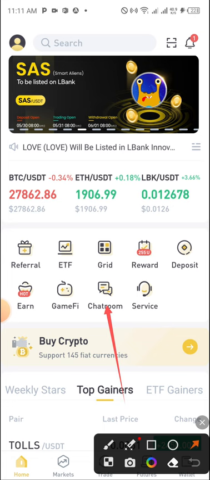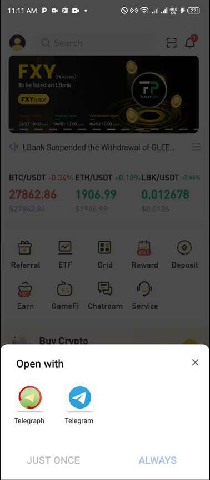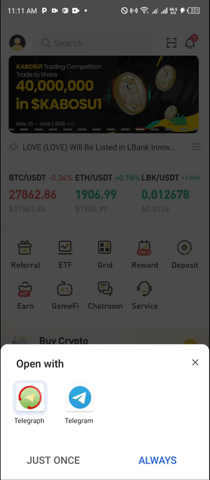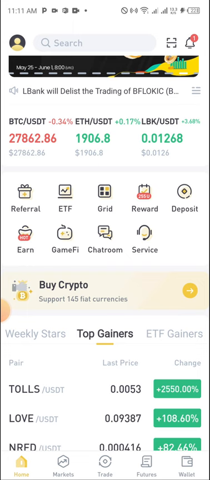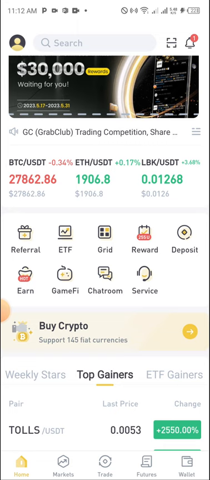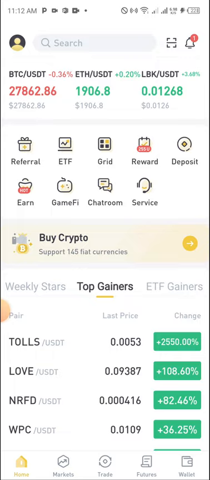Now let's see what the chat room looks like. It's going to take us back to Telegram. Do you see? So invariably, you can actually chat with a support system on Telegram. Isn't that amazing? It's absolutely amazing. So you can join the Telegram group as well to get updated on any update at all. So basically, this is how you use the Lbank app. It's very amazing, guys. Honestly, it's very amazing.